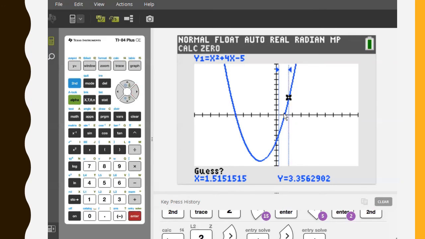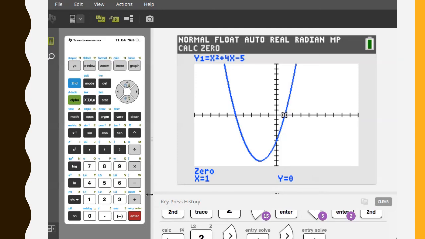And now my x-intercept is between these two lines, which is perfect. That's what the calculator needs to be able to calculate that value correctly. So I'm not going to guess, and I'm going to hit enter, and the value is 1, 0. And this is exactly what we got on the table.